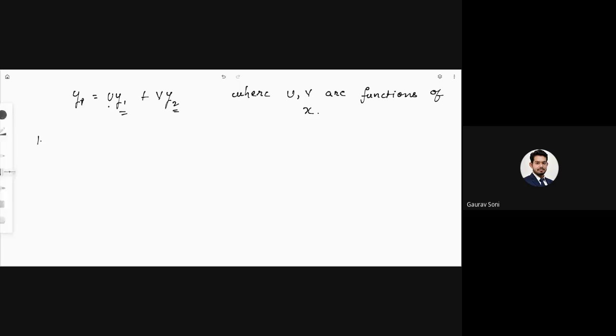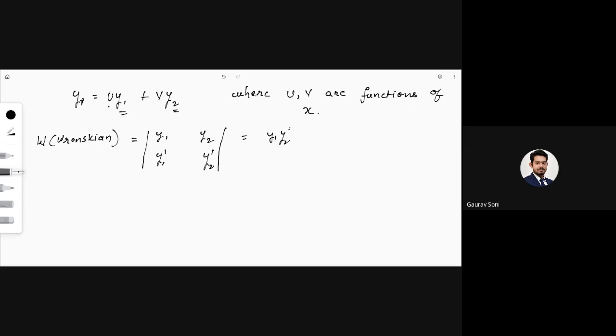We will find out the Wronskian first of all. W is called the Wronskian, and that will look like the determinant of y1, y2, y1 dash, y2 dash. So y1 into y2 dash minus y2 into y1 dash. This is how you take the determinant.